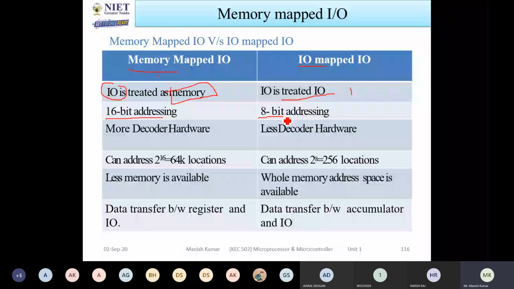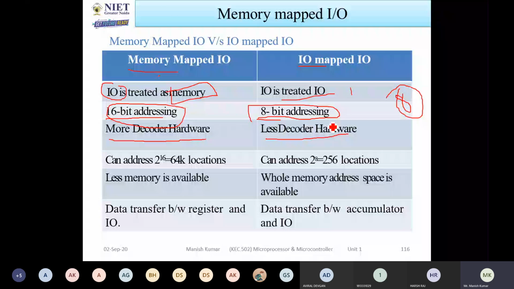Okay. Now, the memory mapped input output needs more decoder hardware. More decoder hardware means, since the processor is 8-bit, for creating the 16-bit address you need an address decoder. But if it is 8-bit, you are not able to use the address decoder. So in that reference, it is telling that one needs more decoder hardware and the other needs less decoder hardware.